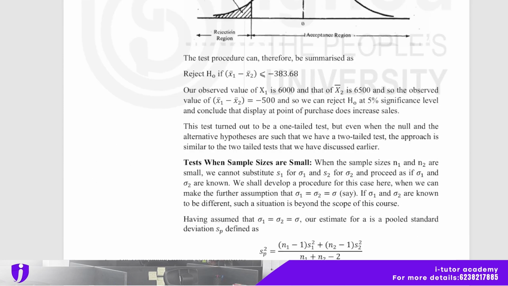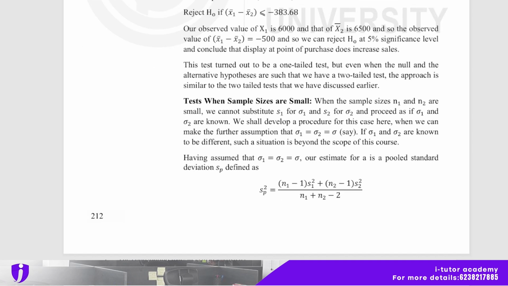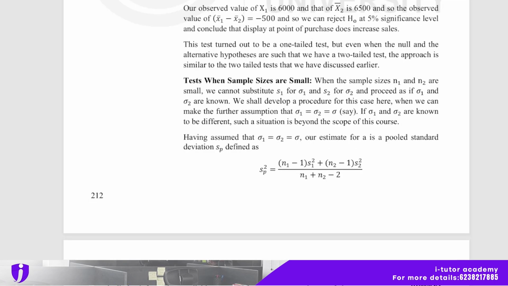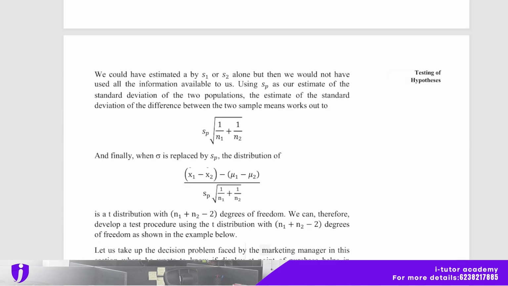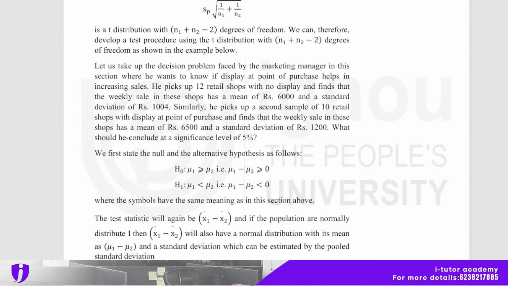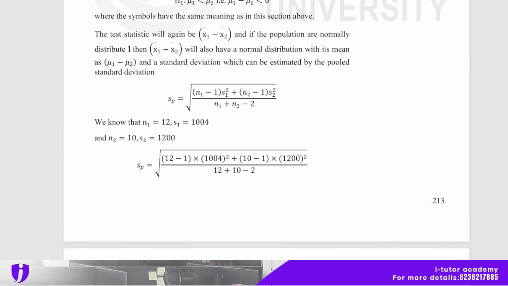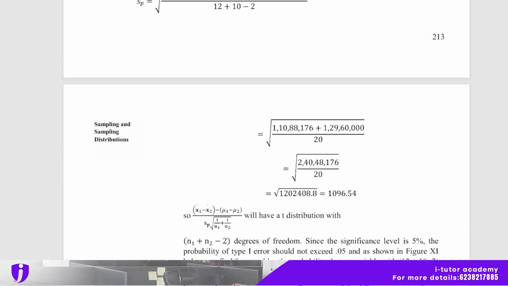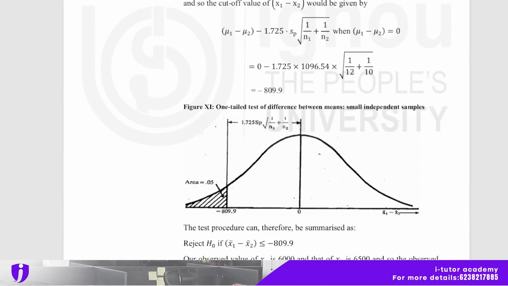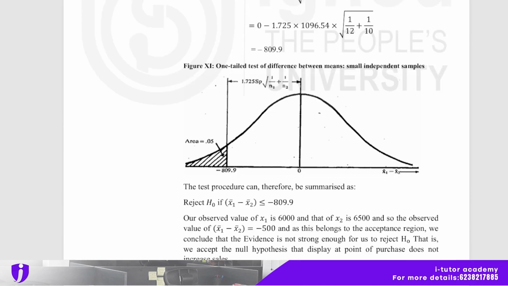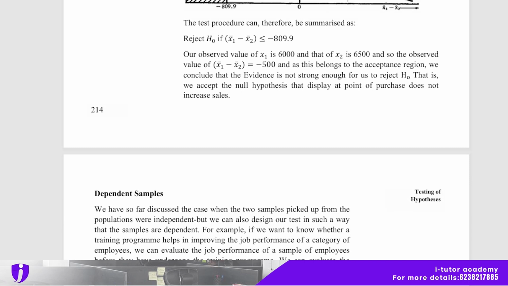And test when sample sizes are small. When the sample sizes n1 and n2 are small, we cannot substitute s1 for sigma 1 and s2 for sigma 2 and proceed, and this is all based on the calculations. Okay, so you just do it your own way. It will be more clear. And next, here is also the figure, one chart is here, and dependent samples.